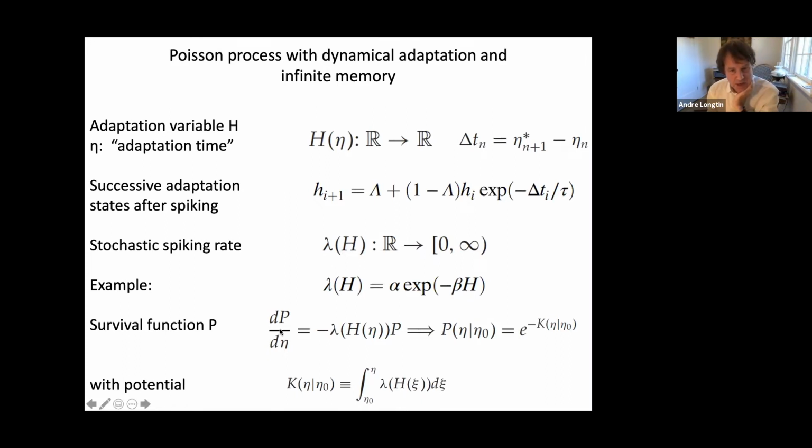And from this, you can derive the survival function. So the system goes on without spiking, and you get this expression, which is conditioned on the initial time. And it has this potential here, which is the integral of the rate, okay? Now, this adaptation time is one of the novelties we think of this approach, is that we're moving time from absolute time to a time in the reference frame of the adaptation.